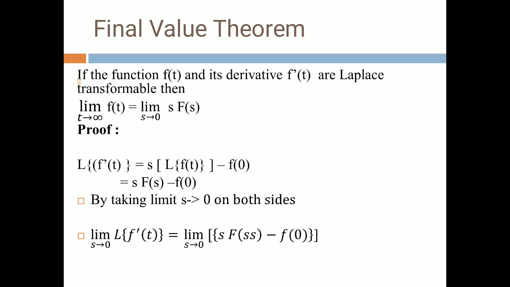So the Laplace transform of f'(t) is equal to s times the Laplace transform of f(t) minus f(0), which is equal to sF(s) minus f(0). By taking the limit s tends to 0 on both sides, we get limit s tends to 0 of the Laplace transform of f'(t) is equal to limit s tends to 0 of sF(s) minus f(0).